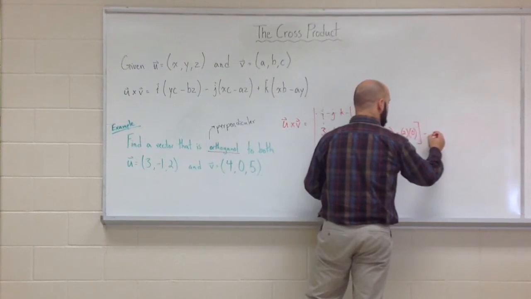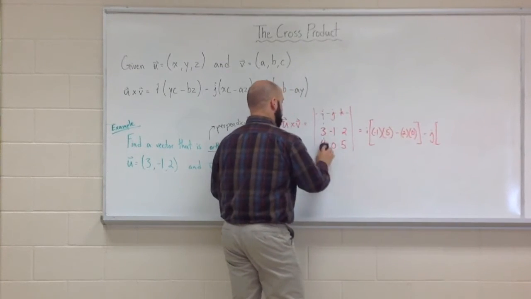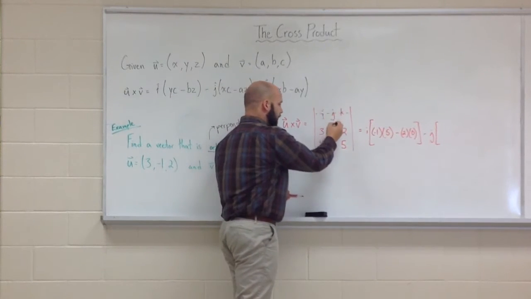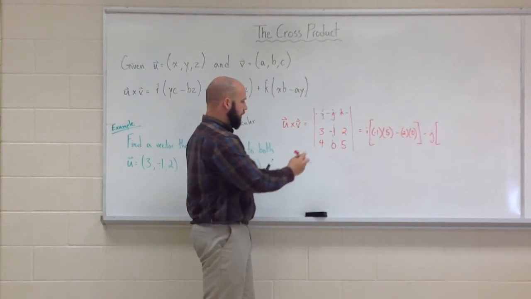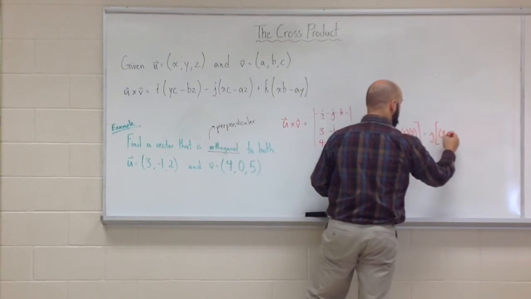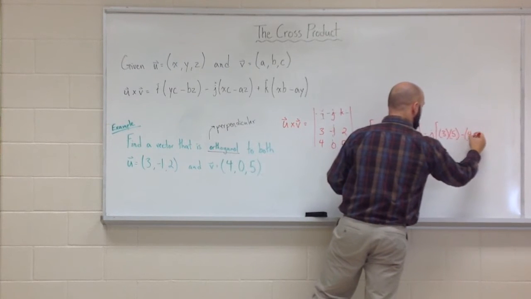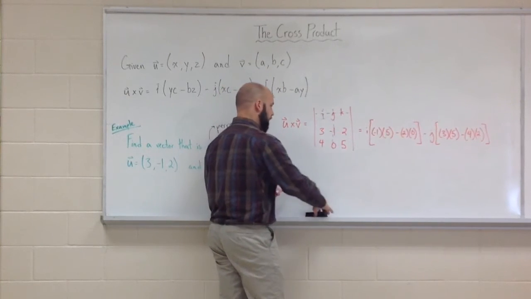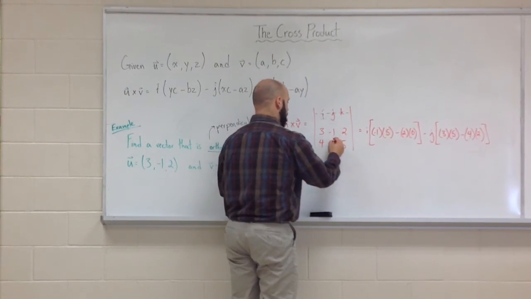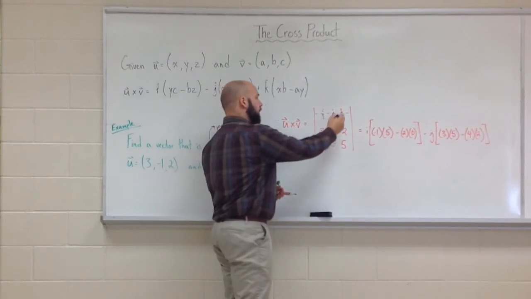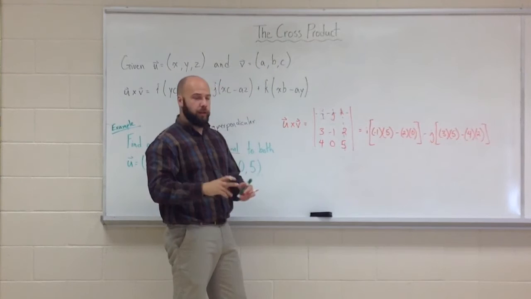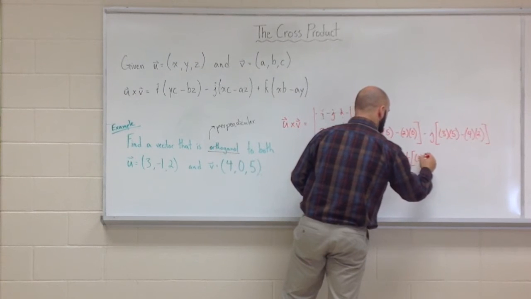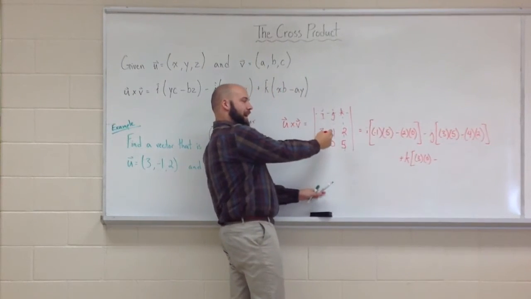We do the same for j, where we don't look at the values directly vertical to j, and then we do 3 times 5 minus 4 times 2. 3 times 5 minus 4 times 2. We do the same thing for k. 2 and 5 are underneath k, so we ignore them. And then it's 3 times 0 minus negative 1 times 4.